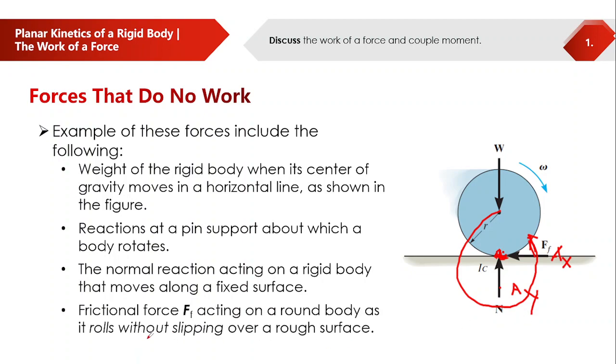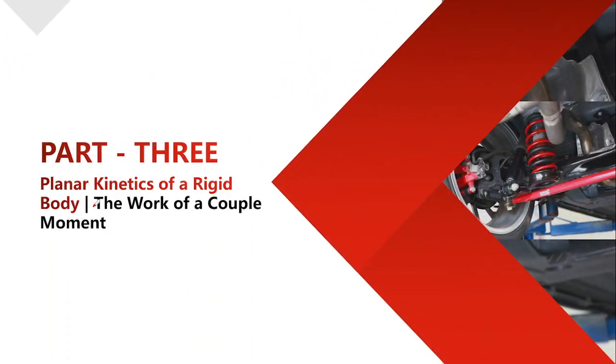Okay? Another example is a frictional force acting on a round body as it rolls without slipping over a rough surface. So, walang slipping, then walang friction or walang force ng friction na involved. Kung mag-exist lang yung frictional work ng friction mo when your body is slipping over a rough surface. So, kung rolling without slipping, then wala siyang work. Ganun lang kasimple. Okay? So, these are examples ng mga forces na walang work. Okay? I hope you did get some ideas there. No? So, let's proceed for the part 3.